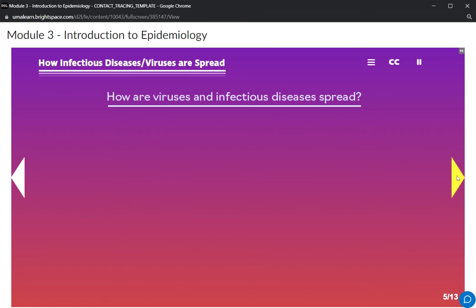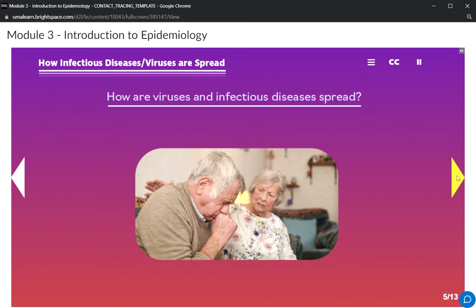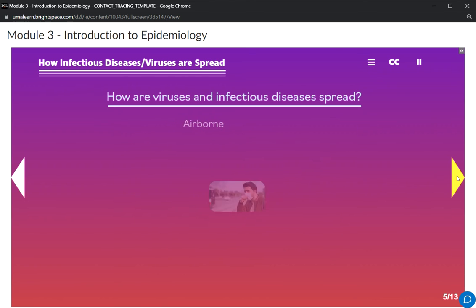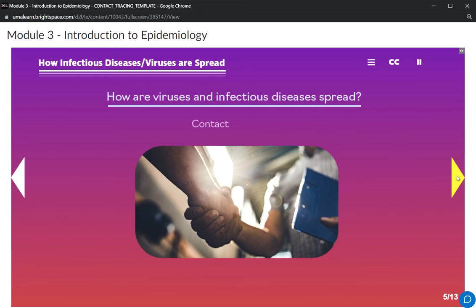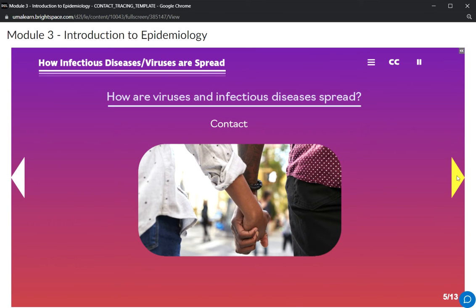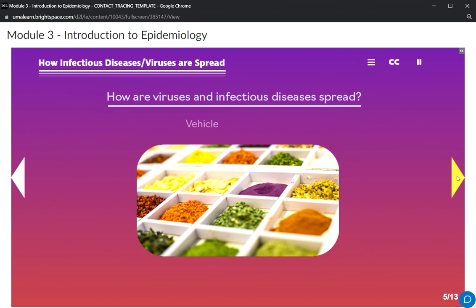So, how are viruses and infectious diseases spread? Surprisingly, there are quite a few ways to contract a virus, infection or disease. Airborne transmission occurs through breathing, coughing, or sneezing. Contact transmission occurs with something as simple as a handshake or hug, to more intimate methods such as kissing and sexual intercourse. Vehicle transmission occurs through food, milk, and water. Contamination through poorly sanitized water is one example of this.